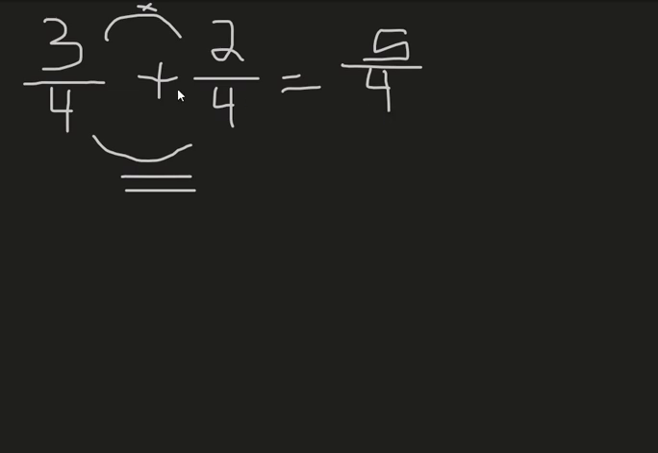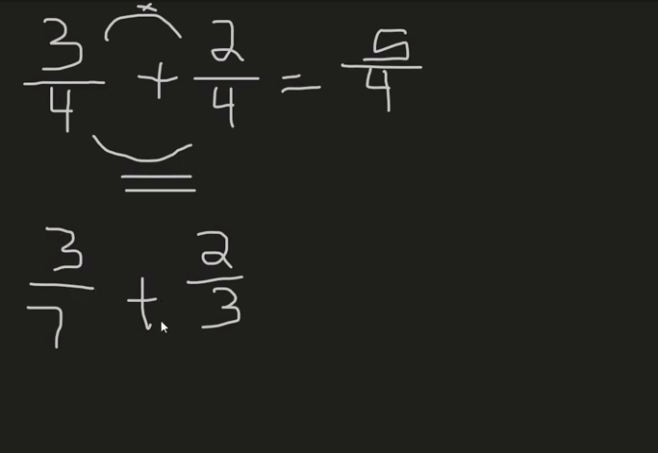But what if the denominator was not the same? Like in this equation, 3 over 7 plus 2 over 3. The denominators are not the same, so we cannot add the numerators until the denominators are the same. There is a quick and easy way to make the denominators the same. It is called cross multiplying.